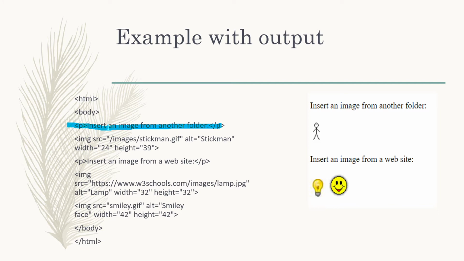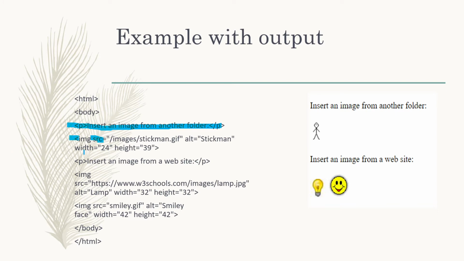So first is about taking the image from another folder, a folder outside the website-making folder. So let's start with it. First is the image tag. Image src, as I have told you, src is for giving the source, that is the path of the image.